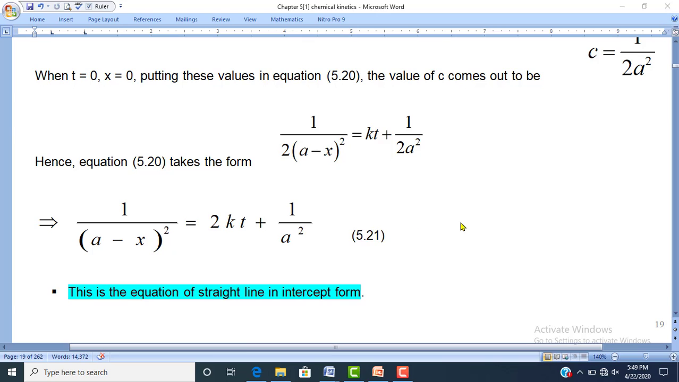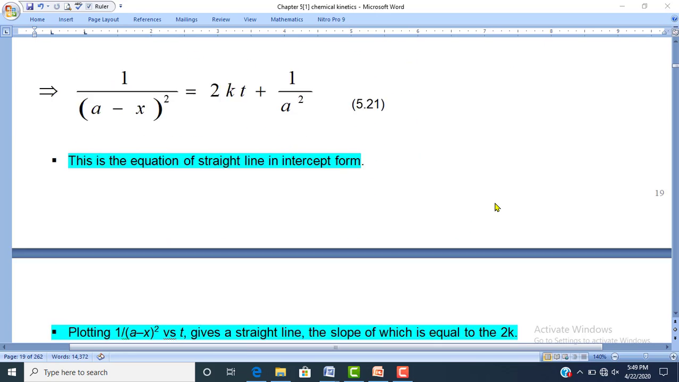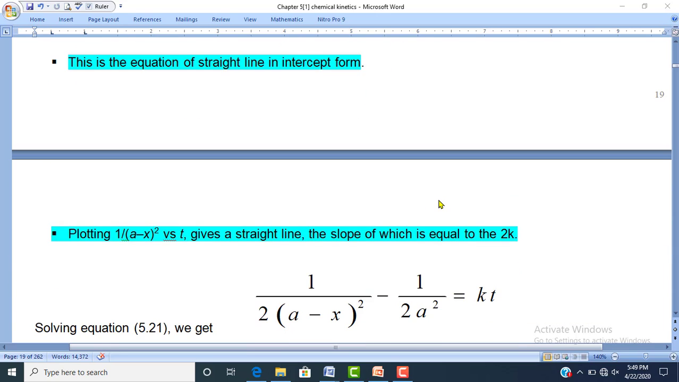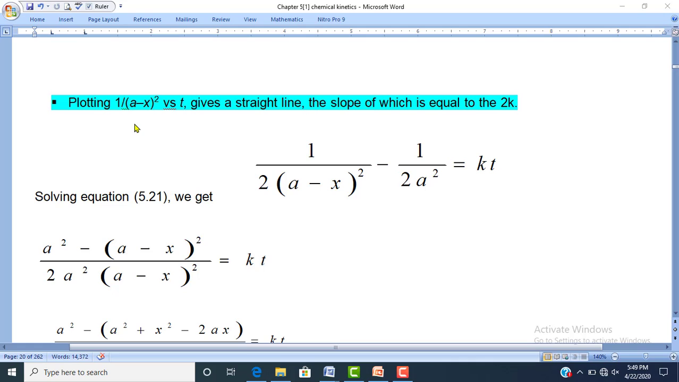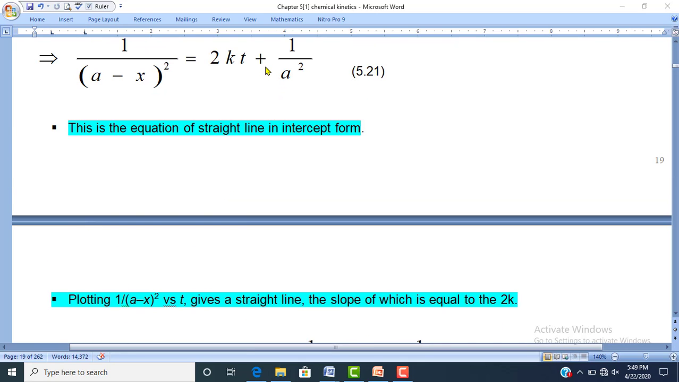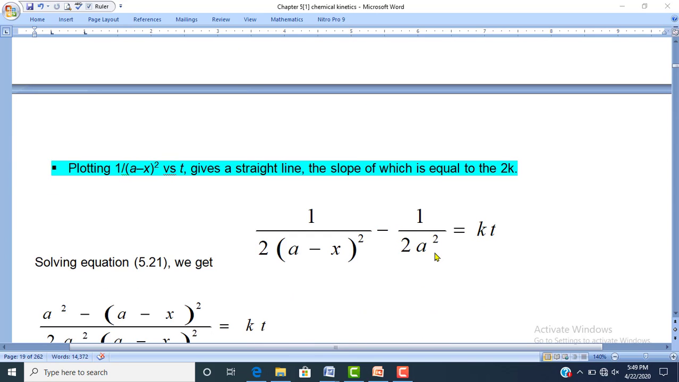So when we plot a graph between time and 1 over (a minus x) square, then we will get a straight line. This equation can be written as 1 over 2 into (a minus x) square minus 1 over 2a square is equal to kt. If you see this equation, this is plus 1 over a square, and here it is equal to 1 over 2a square.